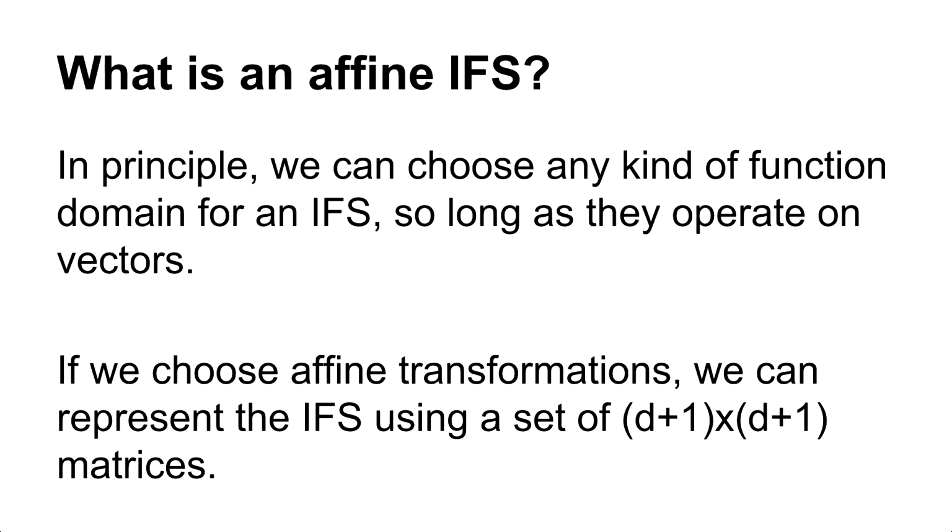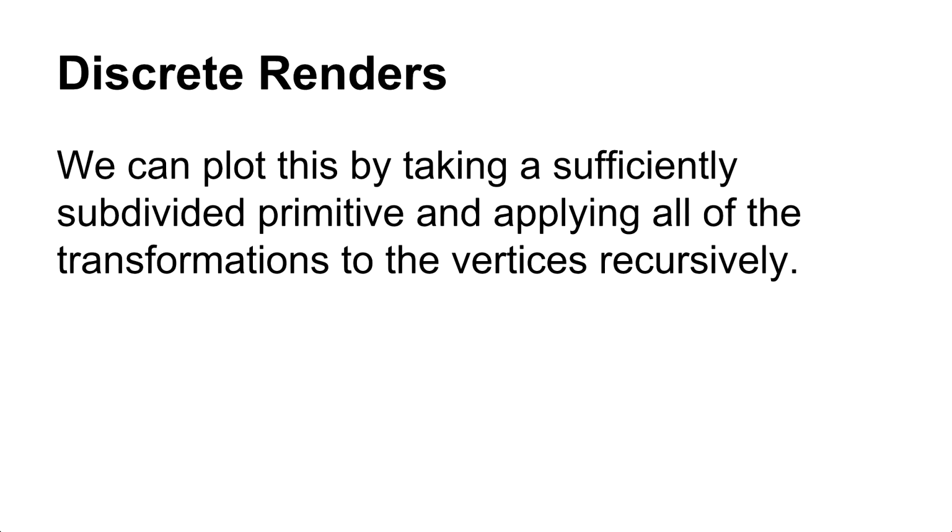So we can basically choose any kind of function we want for this. A simple one is our affine transformations, which are basically we can take our point, we can translate it, and we can rotate it. So normally you do a chaos game to render these things, which is explained later, but I'm not going to do that because we can't. It doesn't work in 4D or 3D because you need too many points. So what we can do is we take a sufficiently divided primitive and then apply all of these functions recursively, and then we get pretty pictures.